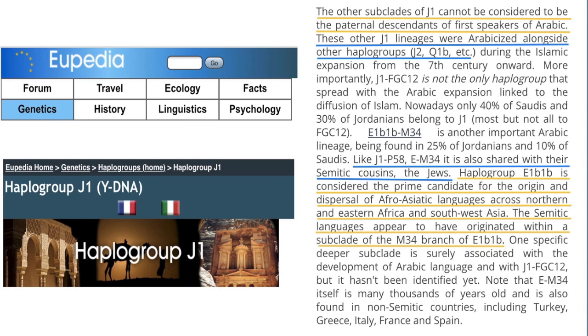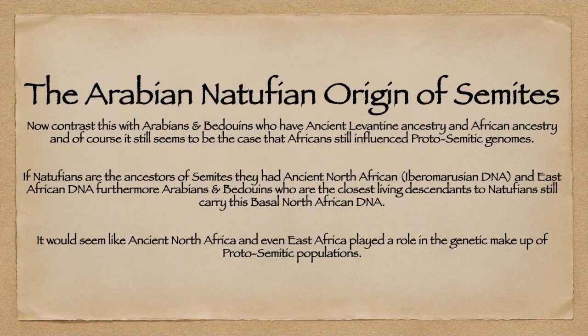Haplogroup E1b1b is considered the prime candidate for the origin and dispersal of Afro-Asiatic languages across northern and eastern Africa and Southwest Asia. The Semitic languages appear to have originated within a subclade of the M34 branch of E1b1b. Now, contrast this with Arabians and Bedouins, who have ancient Levantine ancestry and African ancestry. And of course, it still seems to be the case that Africans still influence Proto-Semitic genome.